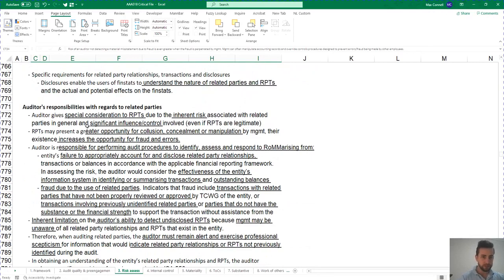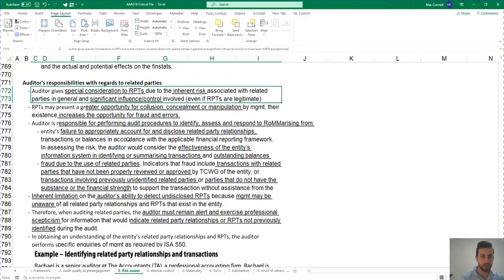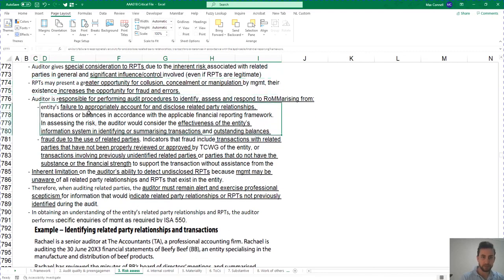So, auditors' responsibilities with regards to related parties. Auditors give special consideration to related party transactions due to the inherent risk associated with related parties in general and the significant influence or control involved. RPTs may present a great opportunity for collusion, concealment, or manipulation by management. So the auditor is responsible for performing audit procedures to identify, assess and respond to risks arising from the entity's failure to appropriately account for and disclose related party transactions, and fraud due to the use of related party transactions.